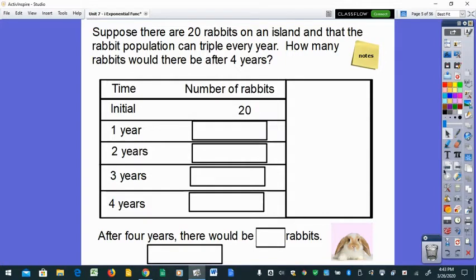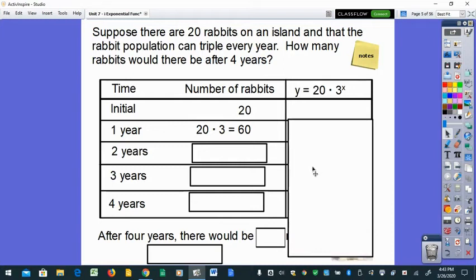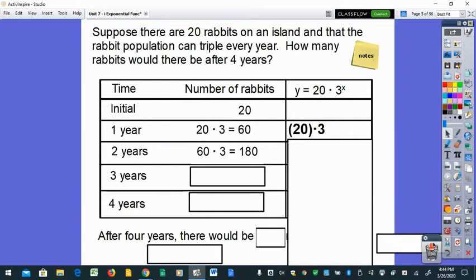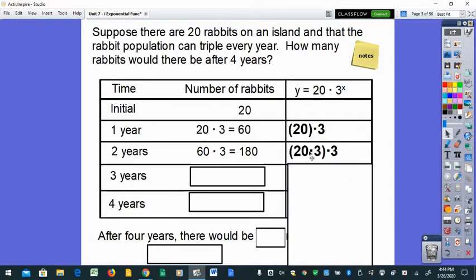So our initial amount of rabbits is 20. After 1 year, if we tripled that, 20 times 3 would be 60 rabbits. So basically what we did was we took that initial amount and we multiplied it by 3. Now that new population of rabbits the next year would triple again. So the 60 times 3 would be 180. So if you took that initial population times 3 and then tripled it again, we would get 180.